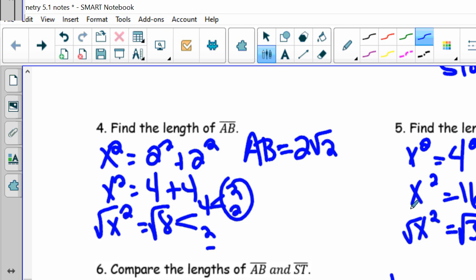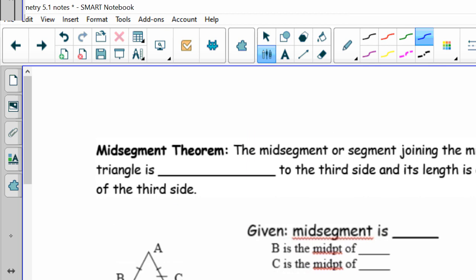AB. So next we have what's called the midsegment theorem. So this is going to tell everything that we just discovered. So it says the midsegment, or a segment joining the midpoints of two sides of a triangle, is parallel to the third side. We just saw that.